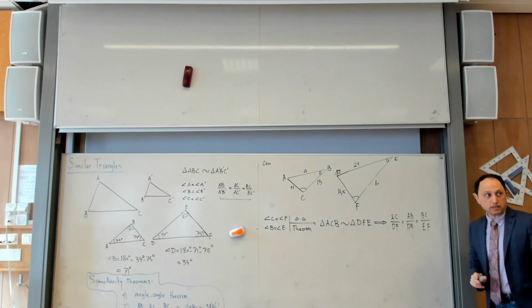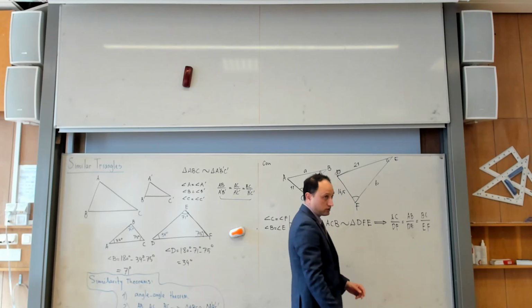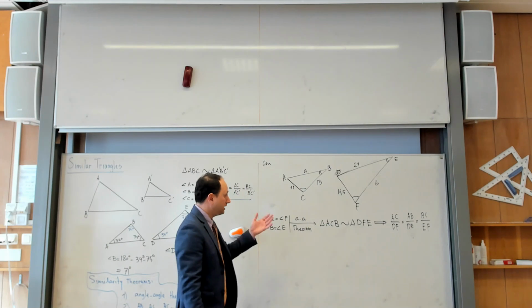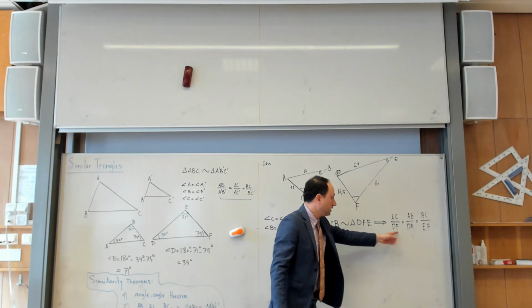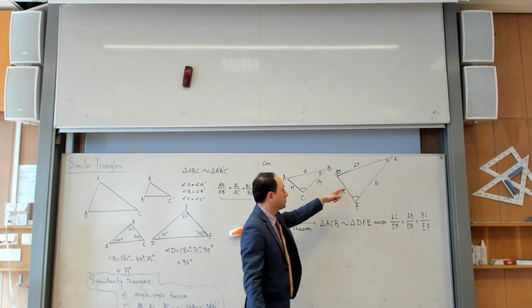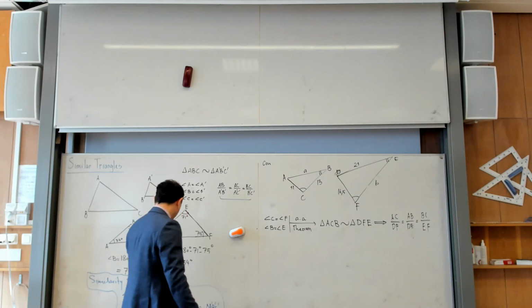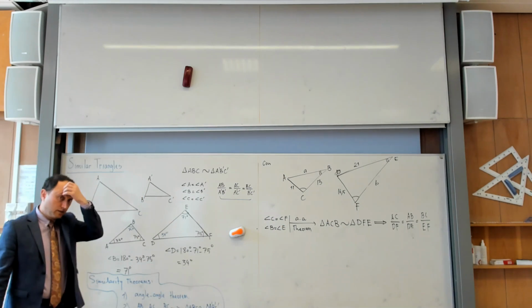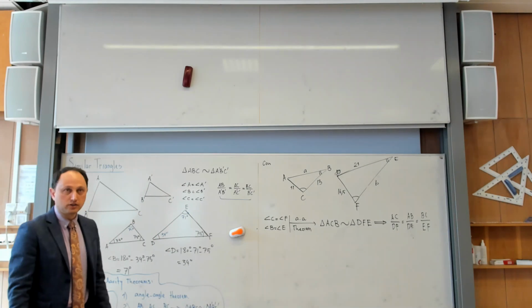Yes, is that understandable? So you cannot just start writing this in the exam. You have to tell me why you are allowed to write this. You are allowed to write this if you know that these two triangles are similar. But how do you know that? You are using one of these theorems, the angle-angle theorem. Yes. So this is a good way of writing this in the exam.